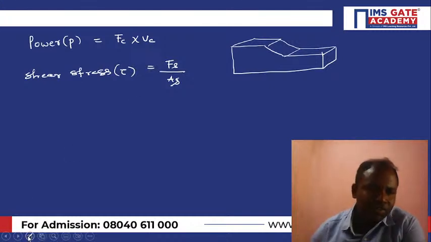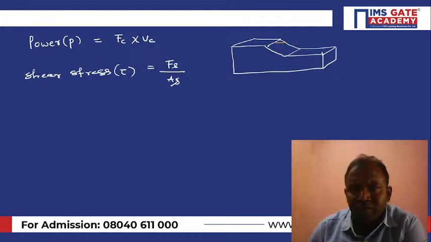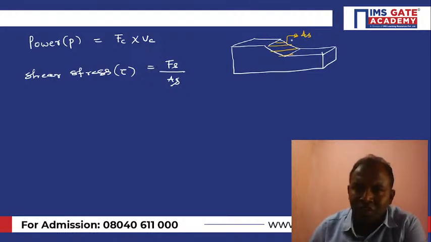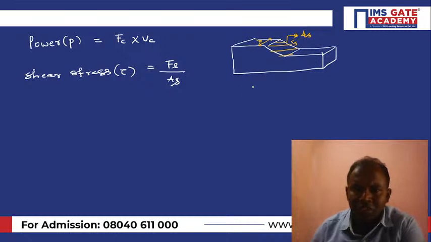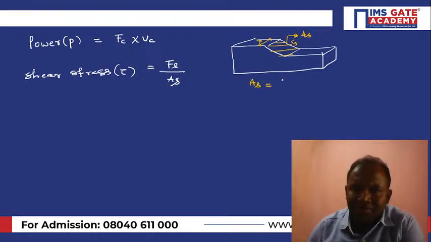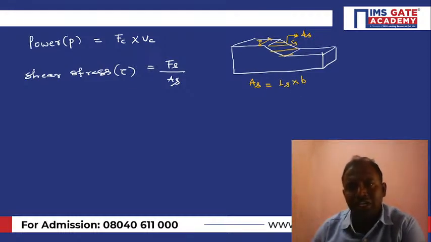Right, now for this guys, have a look on this. The shaded portion is your shear area. For finding the shear area, you require the length of the shear plane Ls and also the width of the shear plane B. So the area of the shear is equal to the length of the shear plane into the width of the shear plane, Ls into B, so that you are going to get this.